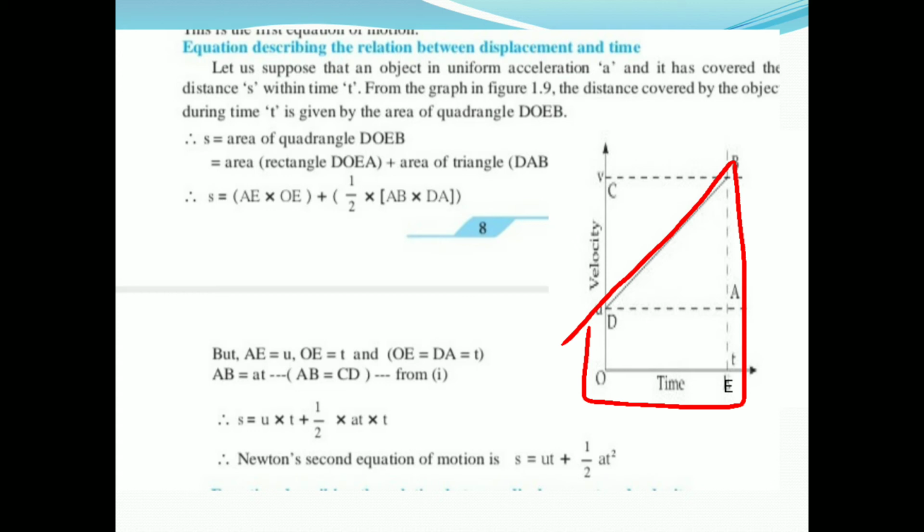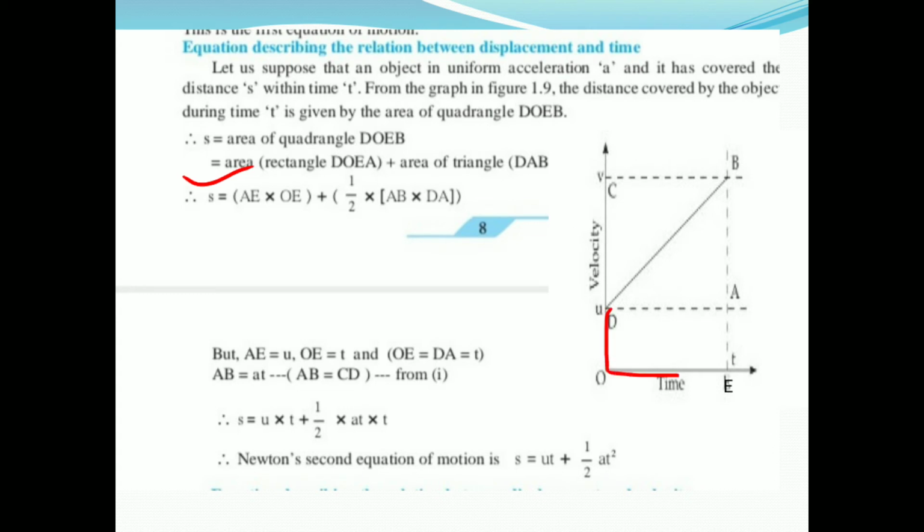Now this quadrilateral is the combination of a rectangle and a triangle. The rectangle is DOEA, and the triangle is DAB. We know that the area of a rectangle is length into breadth. Length is OE, breadth is AE, so the area of the rectangle is AE into OE. And the area of a triangle is half into base into height, where base is DA and height is AB.